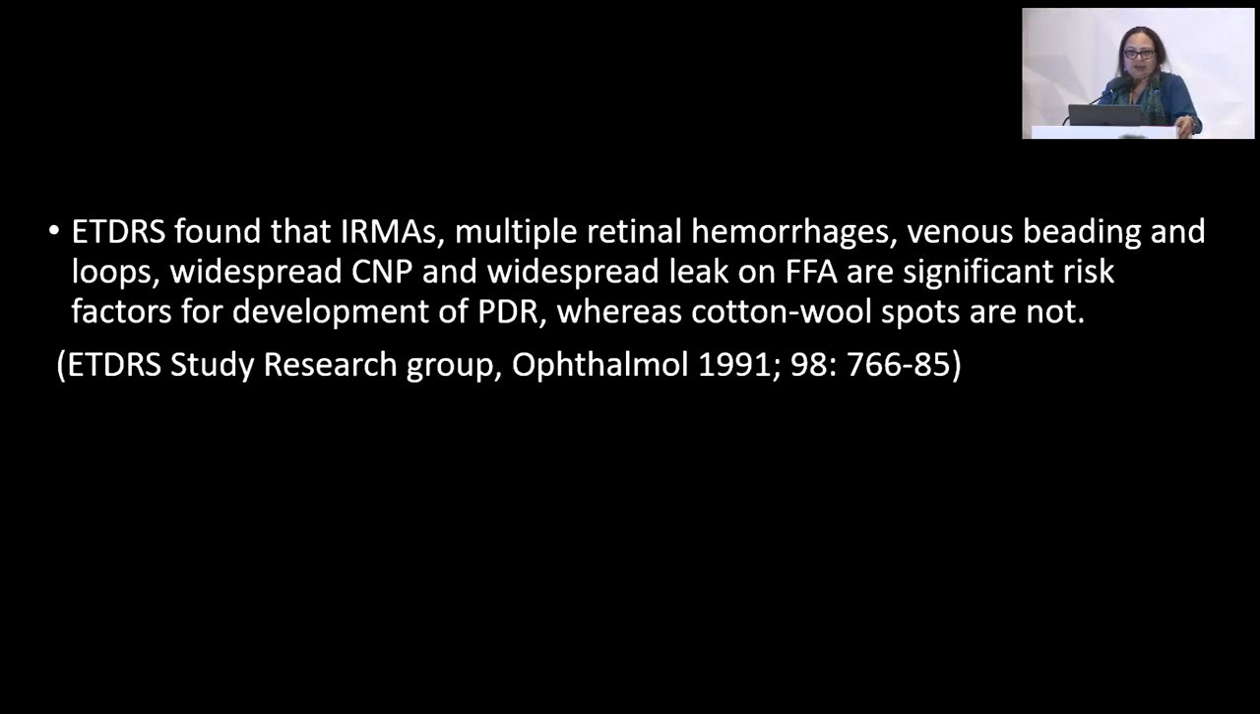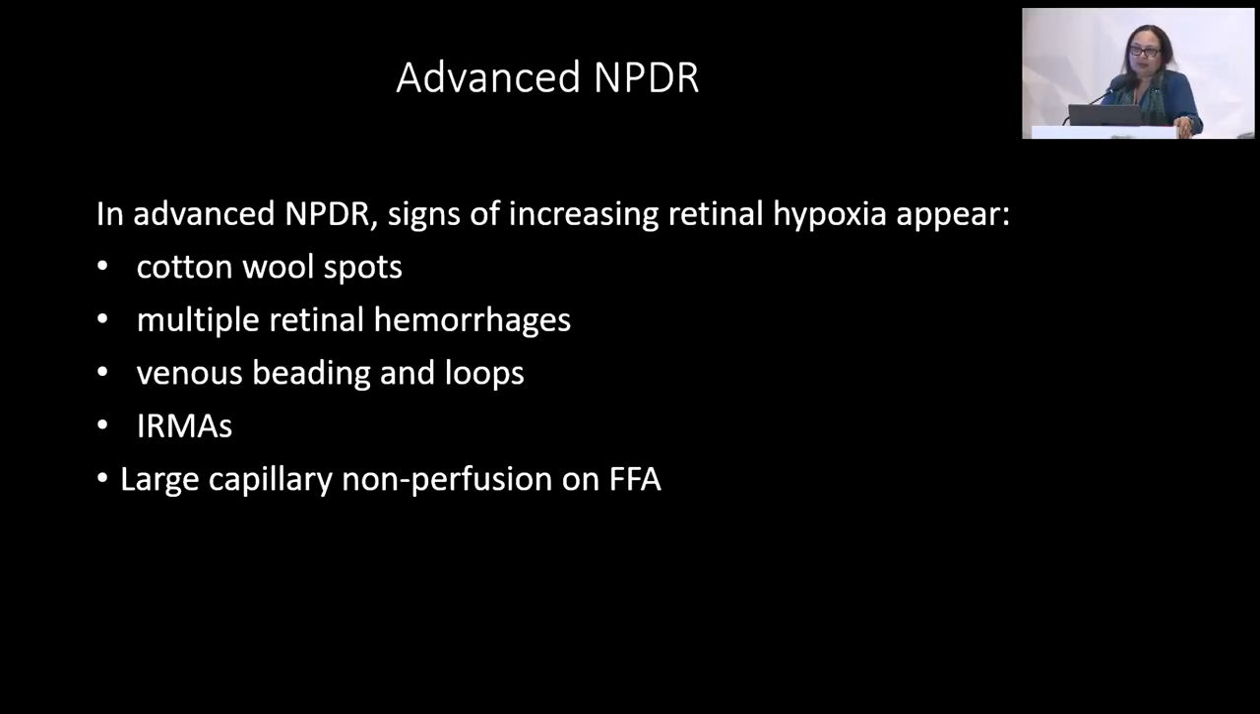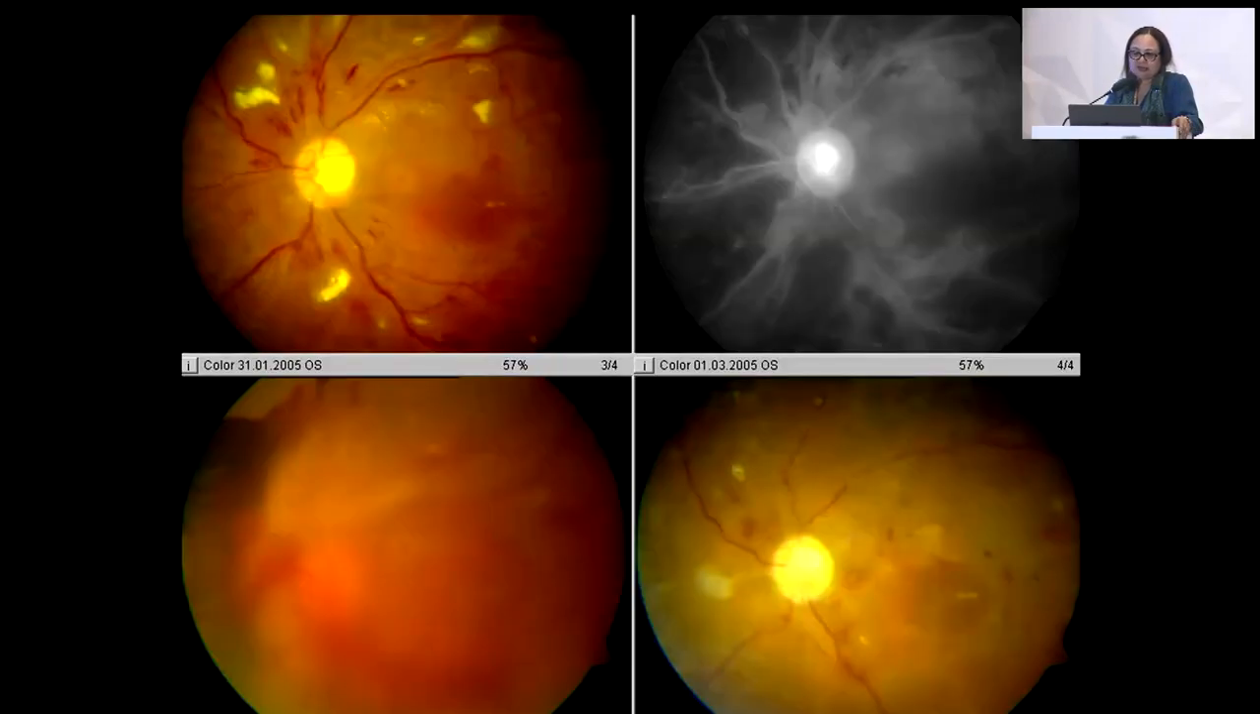ETDRS did find that IRMAs, hemorrhages, venous beading and loops, CNP, and widespread leak on fluorescein are actually the risk factors for development of PDR, not multiple cotton wool spots. So NPDR goes on to the more advanced form, and you see more and more of these lesions.